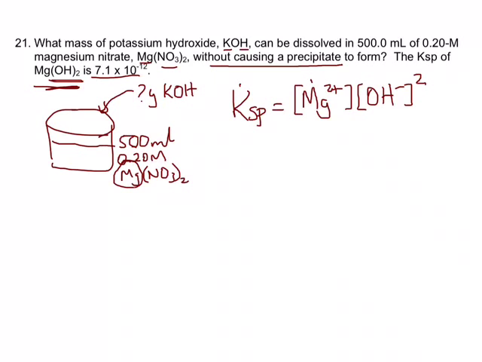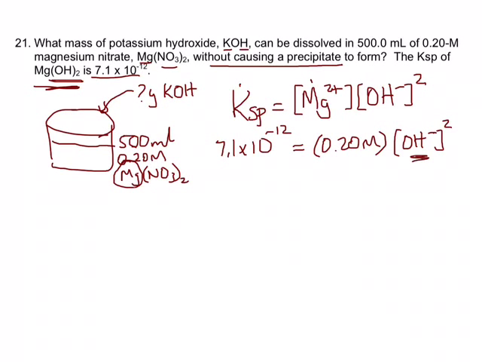If we put the numbers in, we have 7.1 times 10 to the minus 12, the Ksp, is 0.2 molarity, the concentration of magnesium, times the concentration of hydroxide squared. So what would this hydroxide represent? Well, if you stopped and thought about that, you'd realize this hydroxide is the maximum amount of hydroxide you could have with 0.2 molar magnesium to make the solution perfectly saturated, because in this case, Q would equal K. So let's calculate what that concentration is.